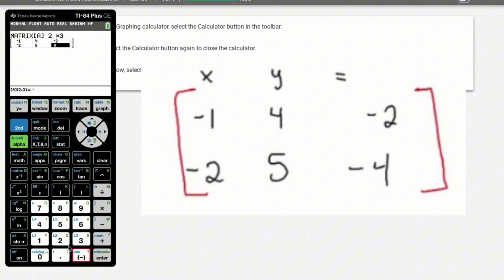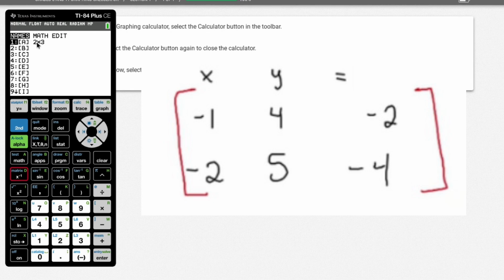Anyway, that should do it. Okay, so our matrix is all set up. Now let's get out of here by second, mode, and going to quit. Let's go to second, x to the negative 1 to take us back to our matrix information. Now you can see that A is programmed in.